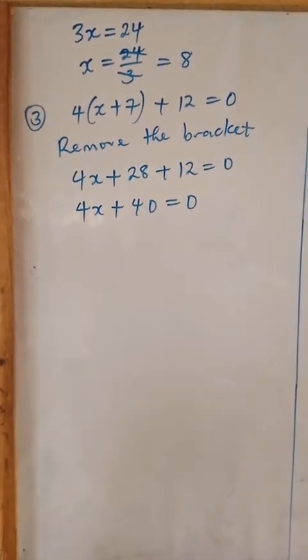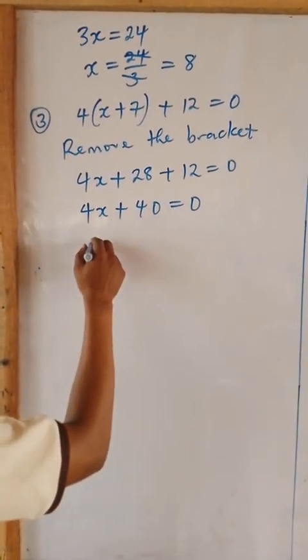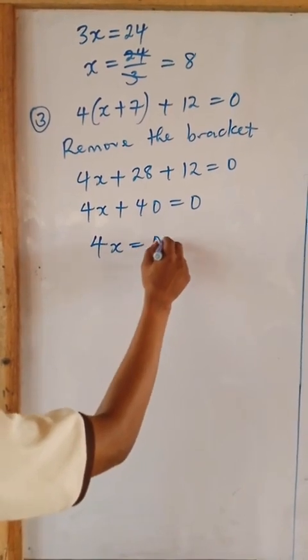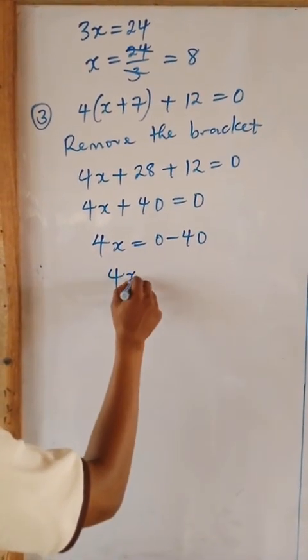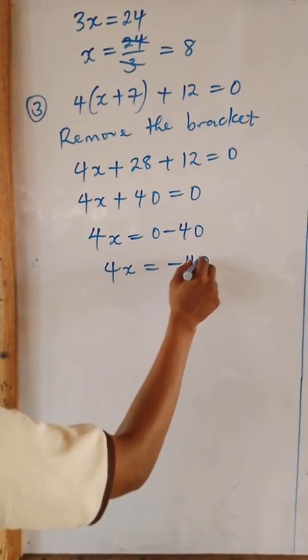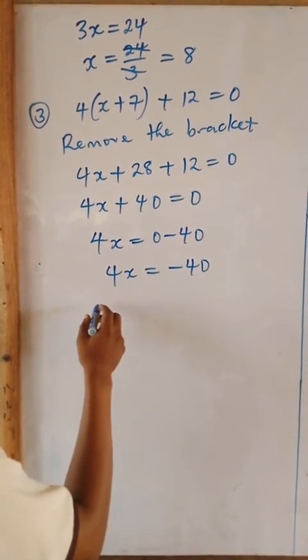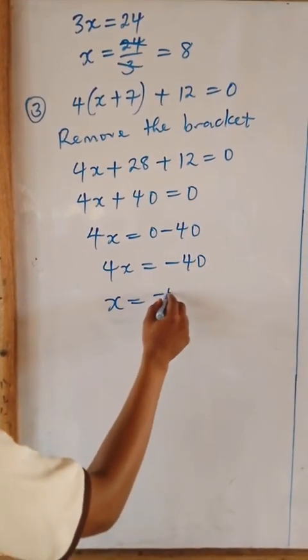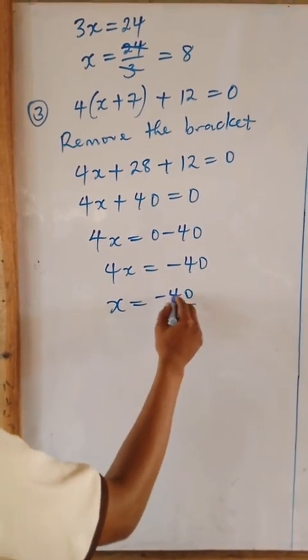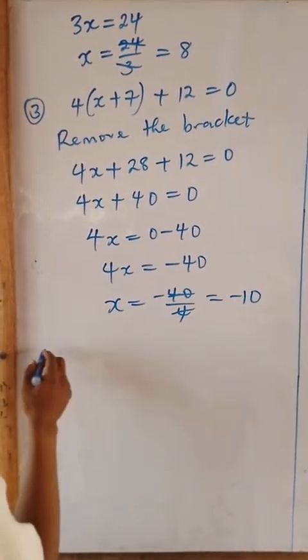Then we are going to take plus 40 to the other side of the equation. We are going to have 4x is equals to 0 minus 40, which will be 4x is equals to minus 40. Then we are going to divide both sides by 4. So therefore, x is equals to minus 40 over 4. And our answer will be minus 10.